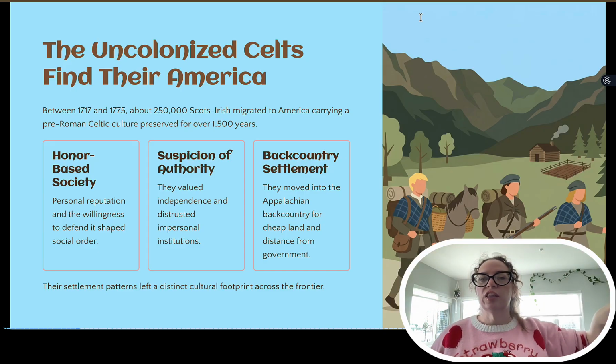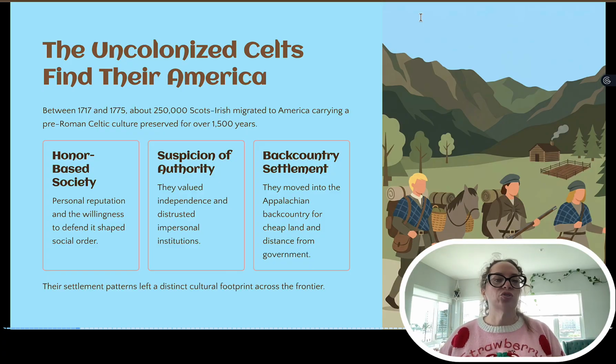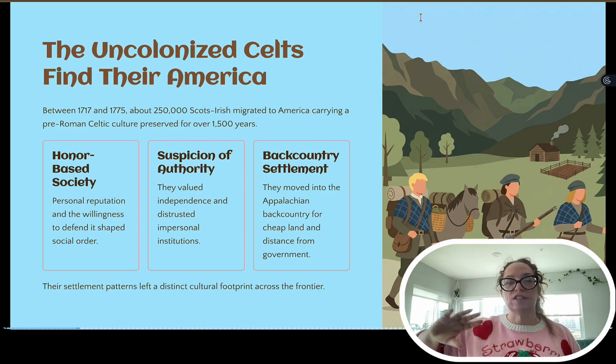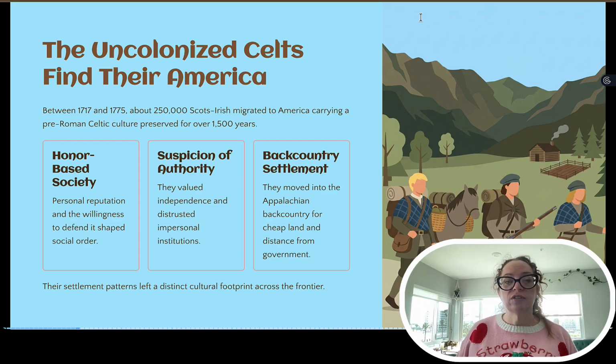Okay, so when the Scotch-Irish arrived in America, they didn't go to the north. They came in through Philadelphia and they moved south along the Appalachian backcountry, Virginia, the Carolinas, Georgia, Tennessee, Kentucky, and they settled where the land was cheap. The government was distant because no one was going to tell them what to do. Okay, that wasn't an accident. That was their cultural preference.